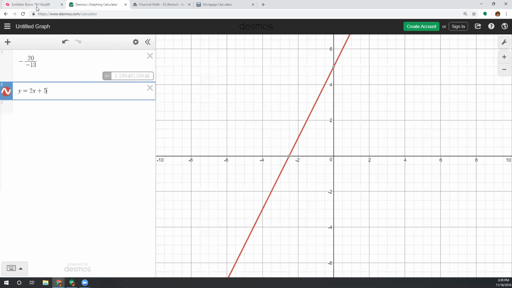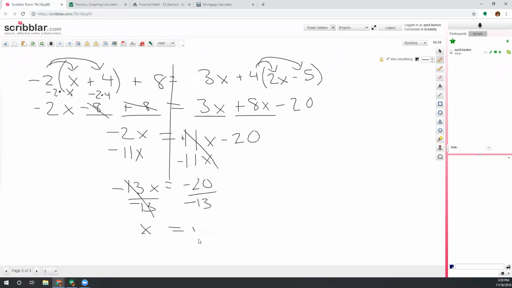So our answer is 1.538. We'll round it to the nearest, let's see, tenths, hundredths, thousandths.